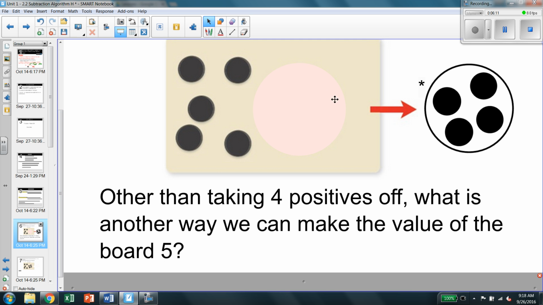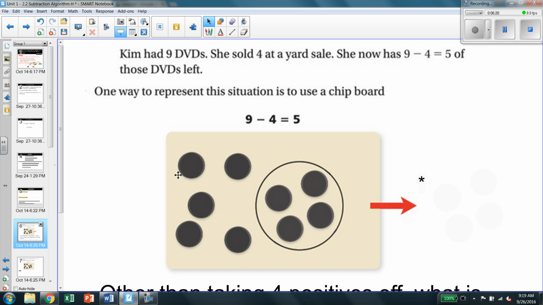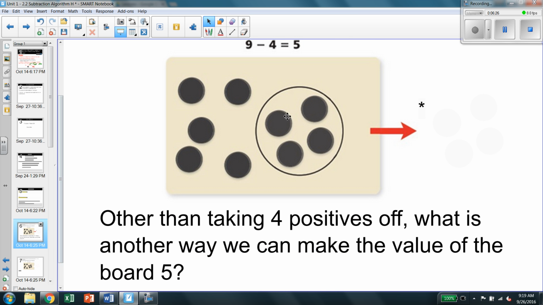Other than taking 4 positives off, what is another way we could make the value of the board 5? So I'm going to go back. We have the 9 here. How can I also get my board to show a positive 5 by not just removing these 4?